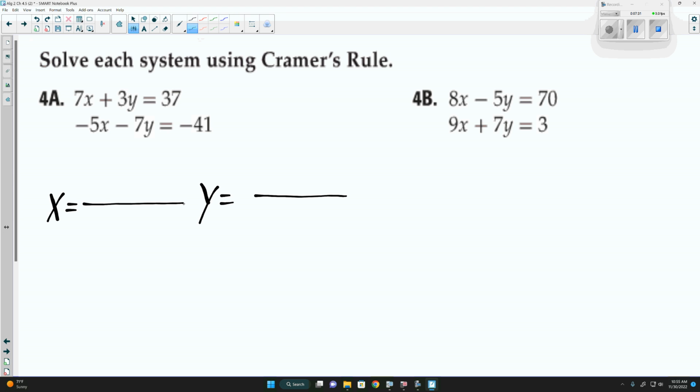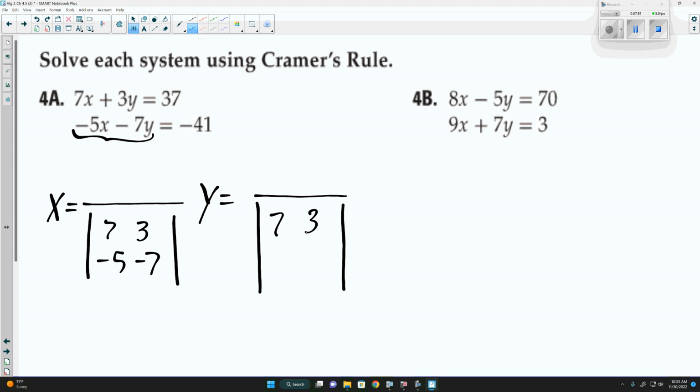So we look at this here, the denominators, the determinant for the bottom of both of these fractions is going to be the coefficients of the numbers in front of the variables. So here, we'll have 7, 3, -5, -7. And it'll be the same for y. 7, 3, -5, -7.